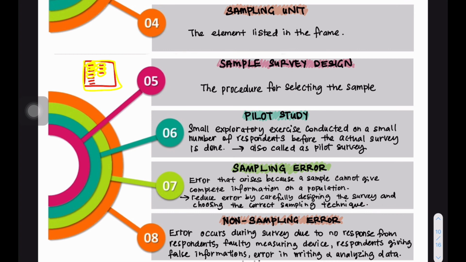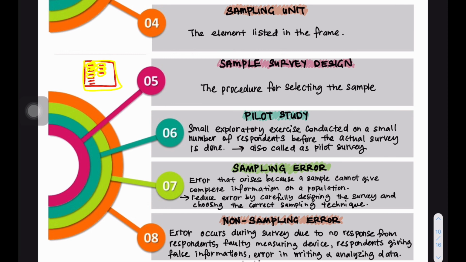Maksudnya survey tu kena betul-betul mengikut prosedur yang setepatnya. Okay, pemilihan sampel tu kena betul dan teknik untuk pensampelan tu kena betul. Kena pilih teknik yang betul untuk mendapatkan correct sampling supaya kita boleh reduce the sampling error. And then we have non-sampling error.